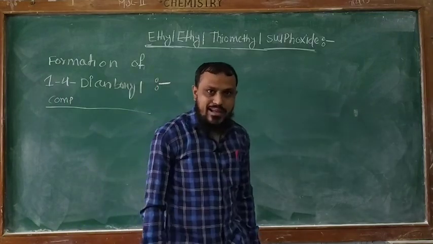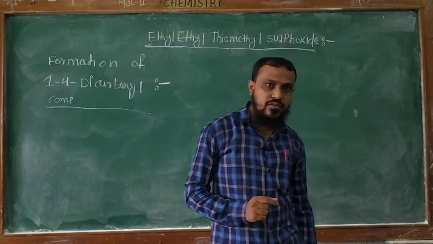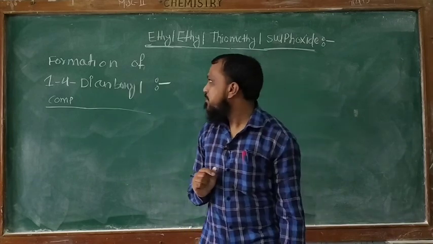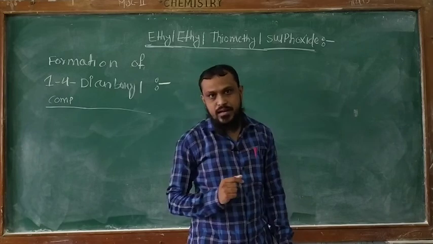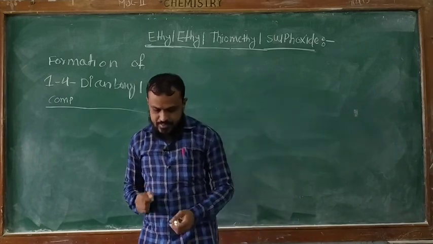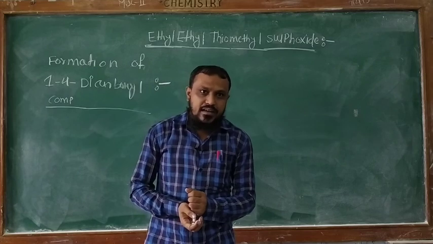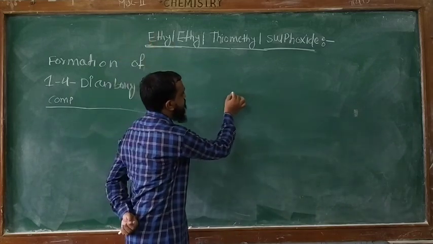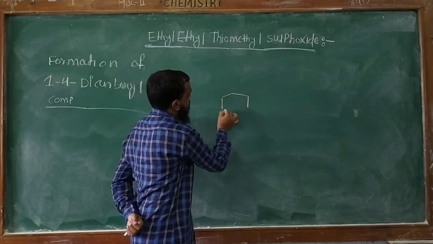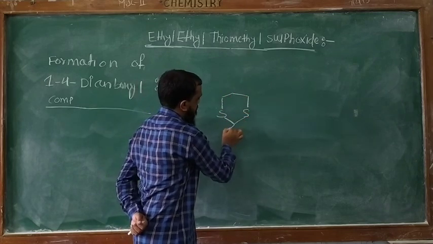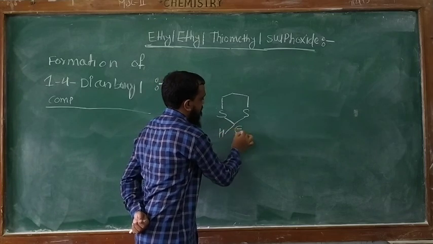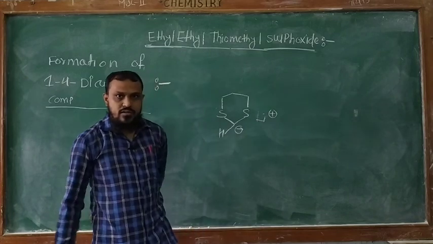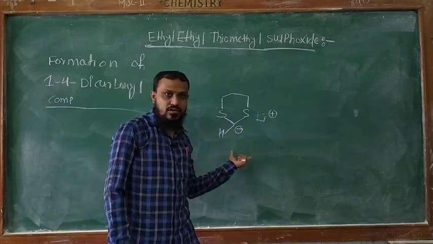One of the most important synthetic applications of ethyl thio-methyl sulphoxide is the formation of 1,4-dicarbonyl compounds. Okay. We know the dithiene lithiated salt, okay, look here, this is the structure of the dithiene lithiated salt.